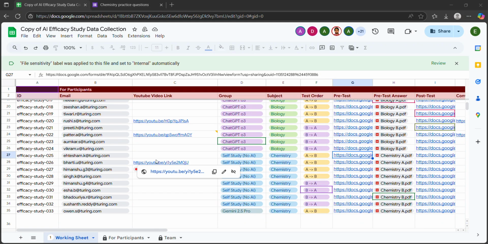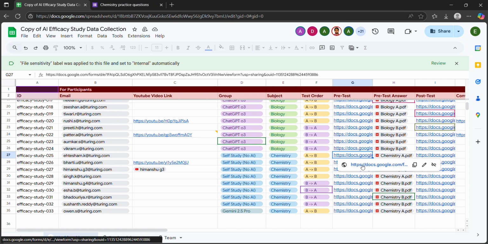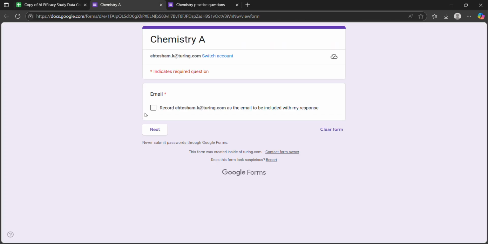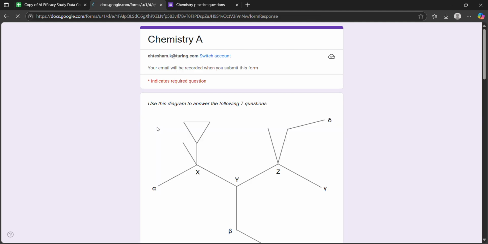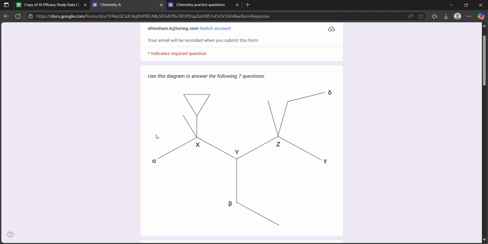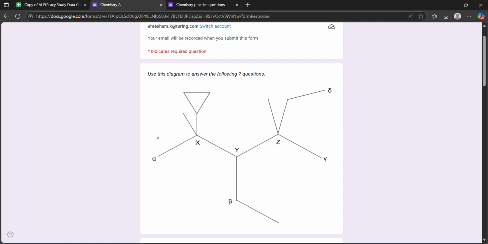Hello, today we are going to perform a self-study session on chemistry. So we are going to take a pre-test. Okay, so use this diagram to answer the following 7 questions.